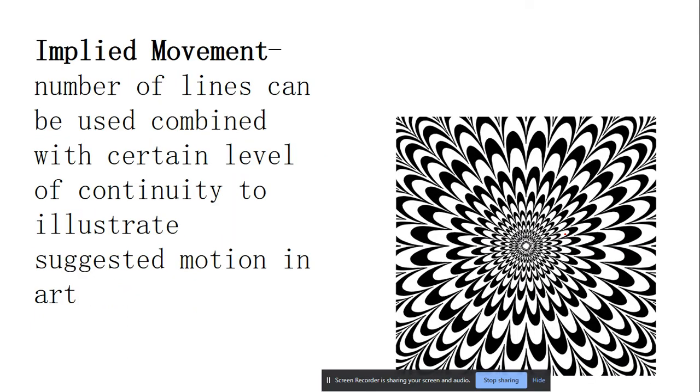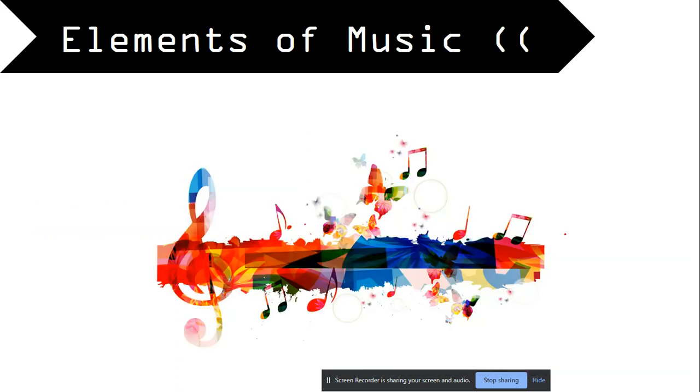This one, the implied movement. So this one, a number of lines can be used combined with certain level of continuity to illustrate suggested motion in art. So as you could observe when you look closer to it, it seems to be moving. The movements are implied here. Okay, now let's proceed to the elements of music.